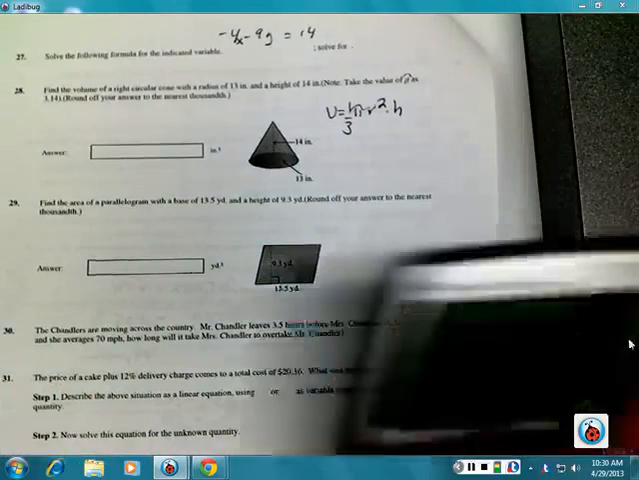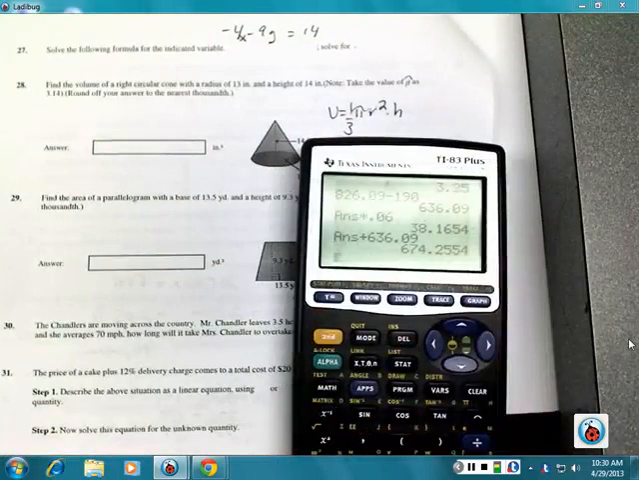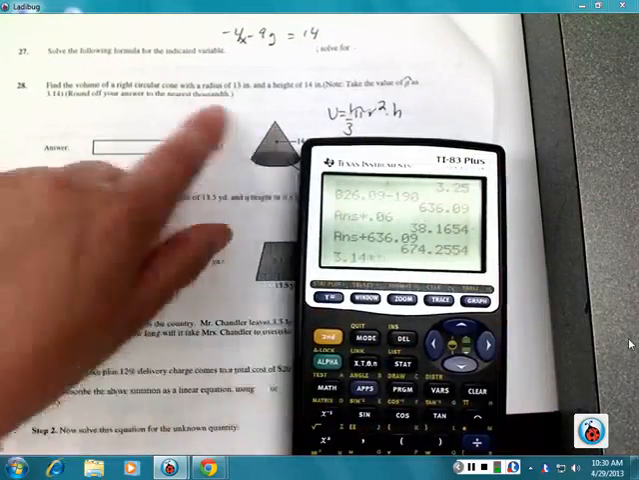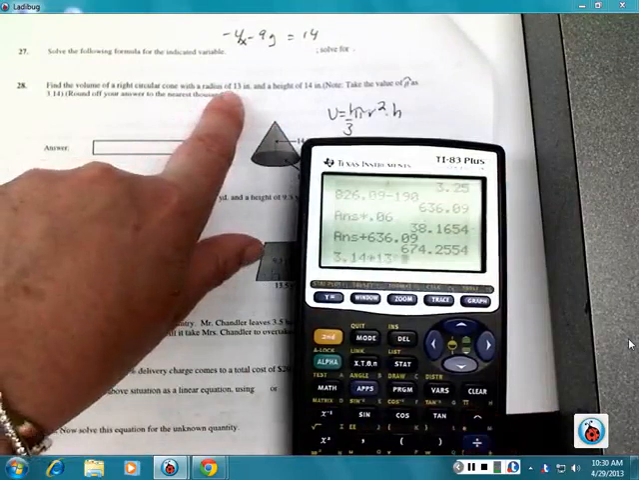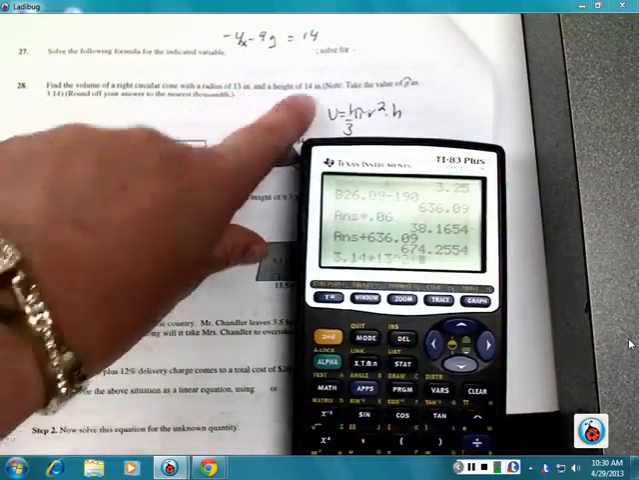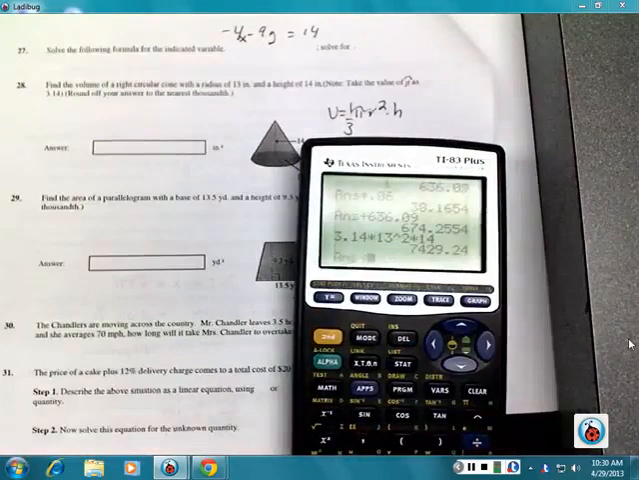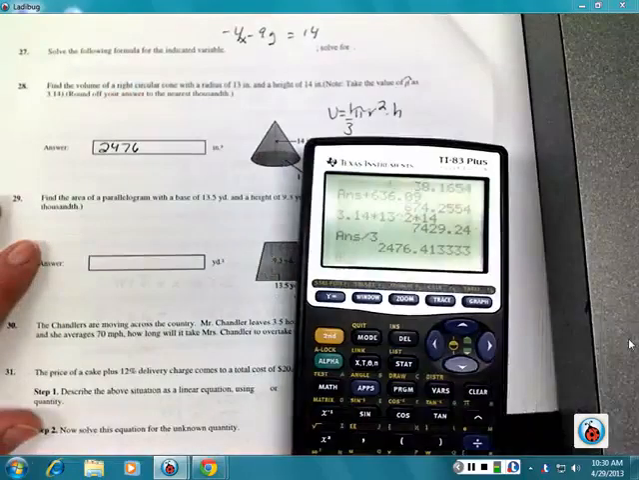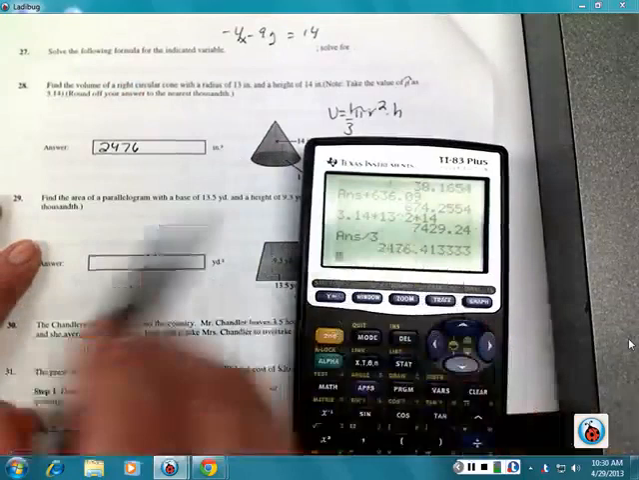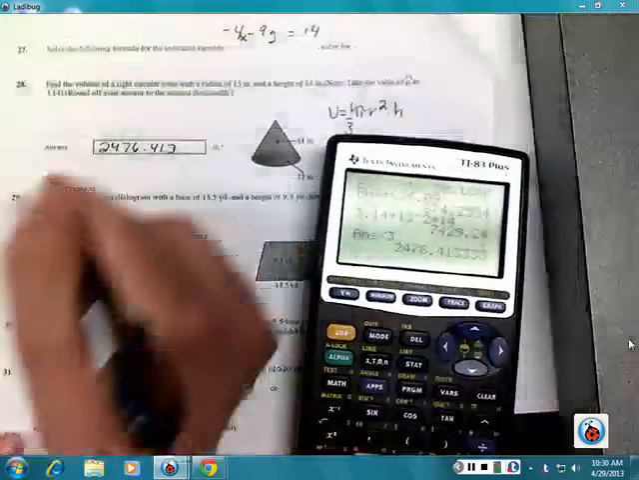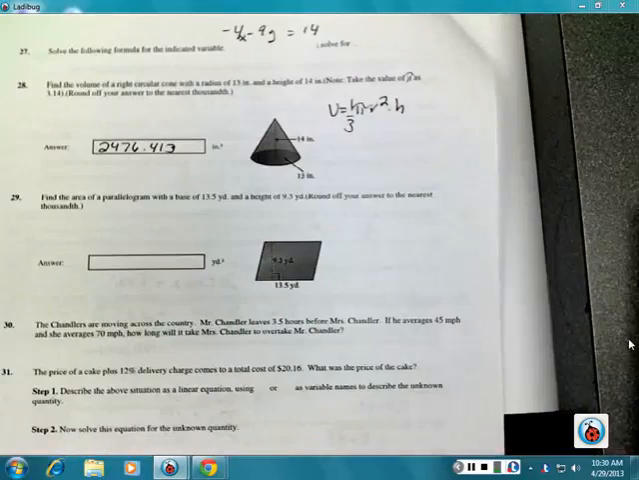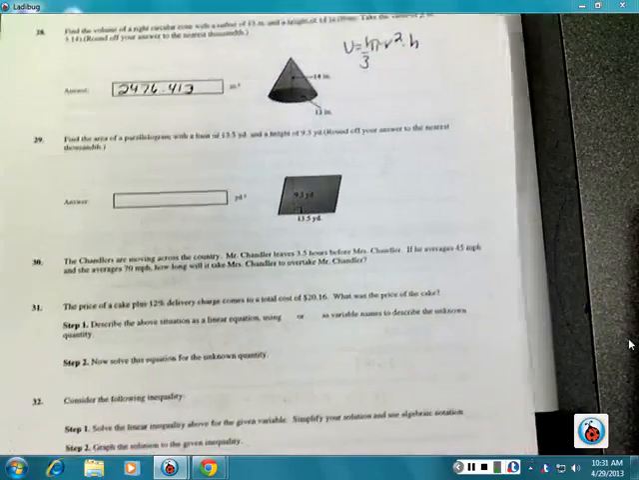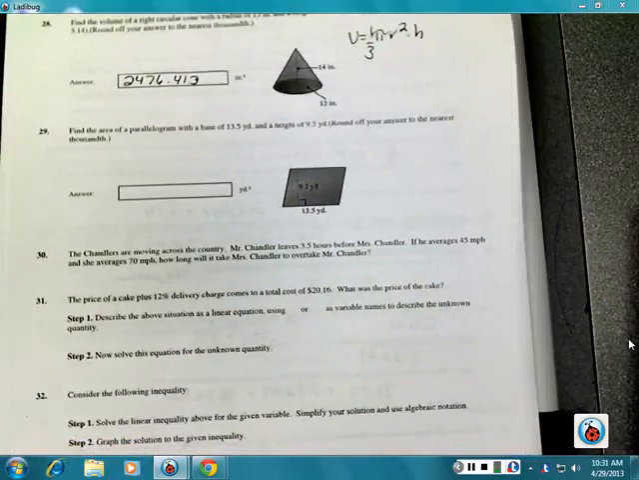So if I put all that on my calculator, what will I have? I will have 3.14 times my radius, which is 13 squared, times my height, which is 14. Get that answer, divide it by 3, and my final answer is 2,476, and it says round to the nearest thousandth, so that's where the 3 is at, so I have 0.413, because it doesn't change it. Okay, so that's what that one becomes. How about 29? Good there or not? Good. That one's an easy one.